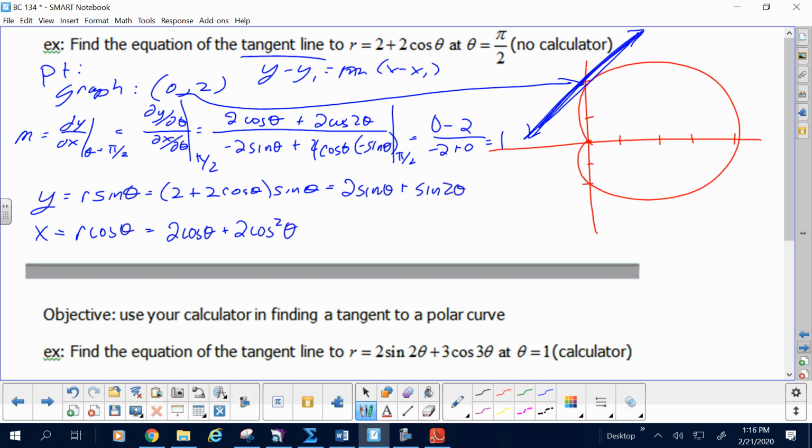Yeah, okay. So my line's equation is y minus 2 equals 1 times x minus 0, or just x, yeah? And it's y equals x plus 2, which makes exact sense with my picture. Are we cool? Alrighty then, let's go to calculator time.